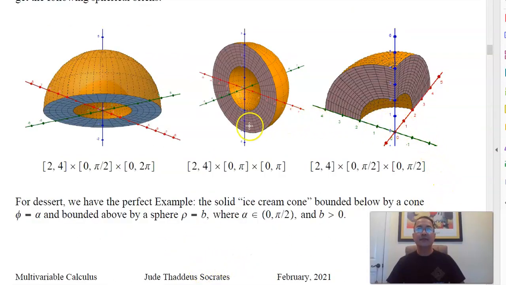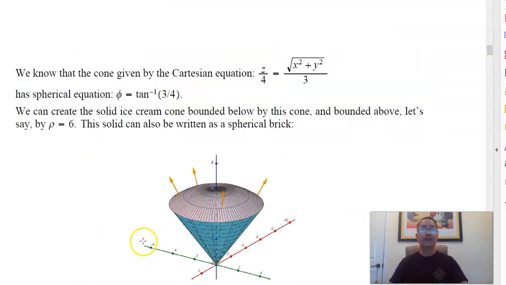Fruits are a little bit too healthy for me. So how about some ice cream? Anyone for ice cream? We can create a solid ice cream cone where the boundary above is a sphere, and the boundary below is a cone. We put together those two surfaces and we get something like this.